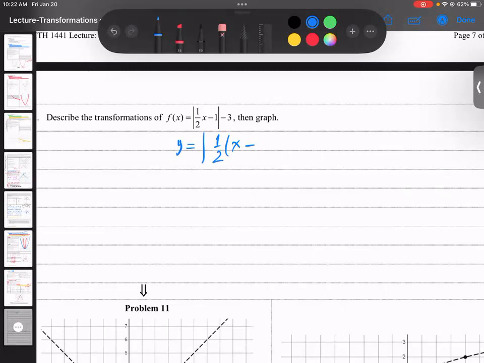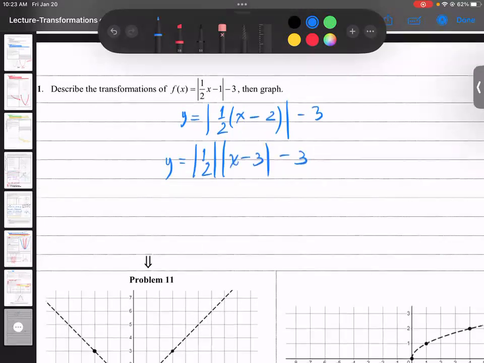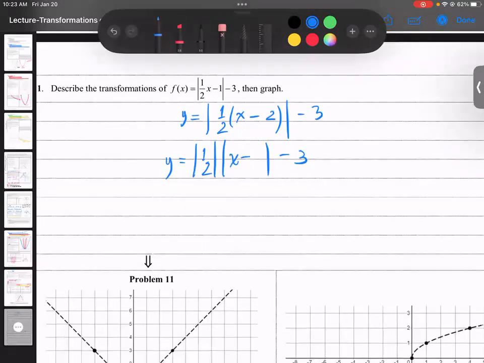Flip the other way around. 2, right? 1/2 times 2 is -2... is -1. Then minus 3. And then now you break it apart: absolute value of 1/2 times absolute value of x minus 2, inside the absolute value, and then minus 3 outside.